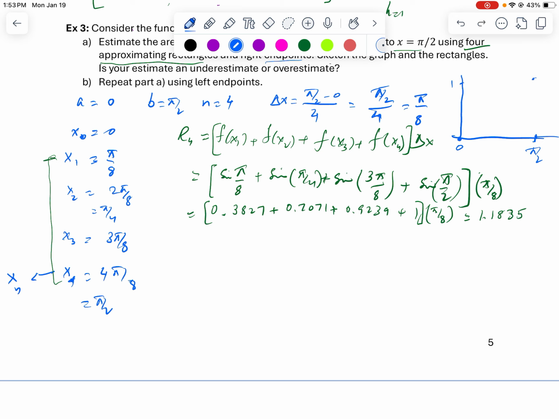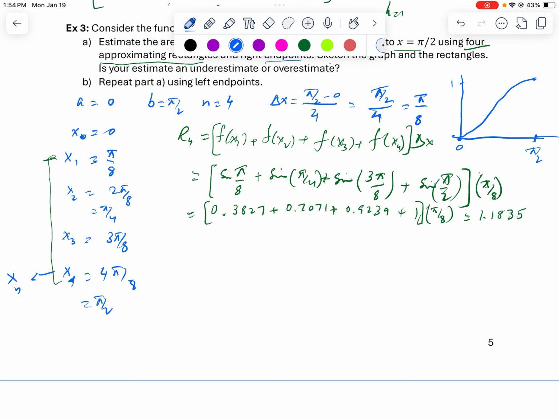Okay? That's more like a parabola or a square root function. Sine goes like this. There is a little bit of bend in the curve in the middle. So this is how the sine is looking. And you divide it into the subintervals, because that's what the question is asking. Sketch the graph and the rectangles.